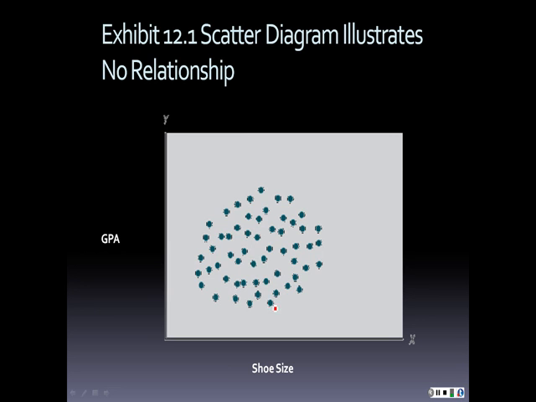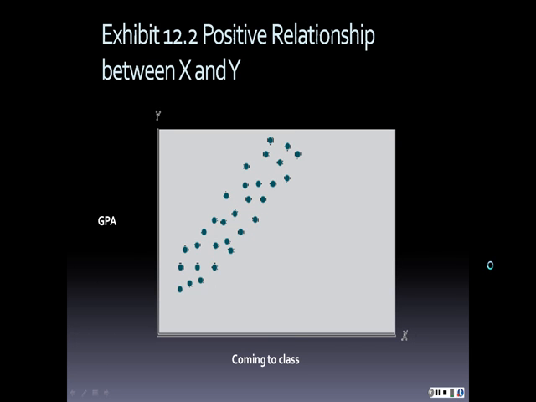Each of these dots represents a given individual and participant, and it looks like there is no relationship here. You see how there's a big circle, and so we have some people that have both small shoe size and a low GPA, but also some people with small shoe size and a high GPA. So apparently there's no relationship between these two variables. On the other hand, this scatter plot suggests that there is a relationship, and more specifically that there is a positive relationship. As one variable increases, so does the other.